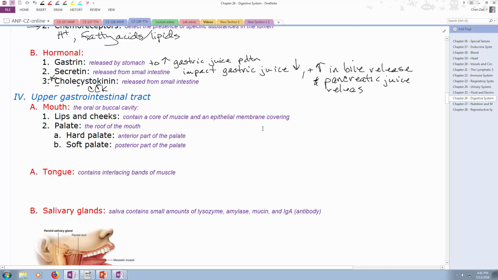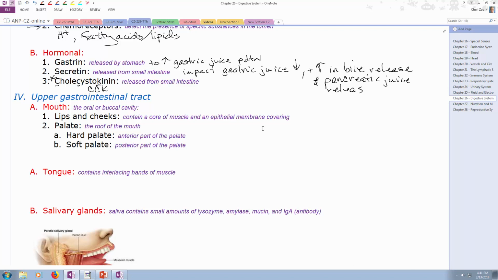Mouth, also known as oral or buccal cavity. Buccal is the cheeks. Lips and cheeks contain a core of muscle and an epithelial membrane covering. And so remember, epithelial membrane is epithelium plus the CT that keeps it attached, which is also known as lamina propria. And for this is stratified squamous epithelium.